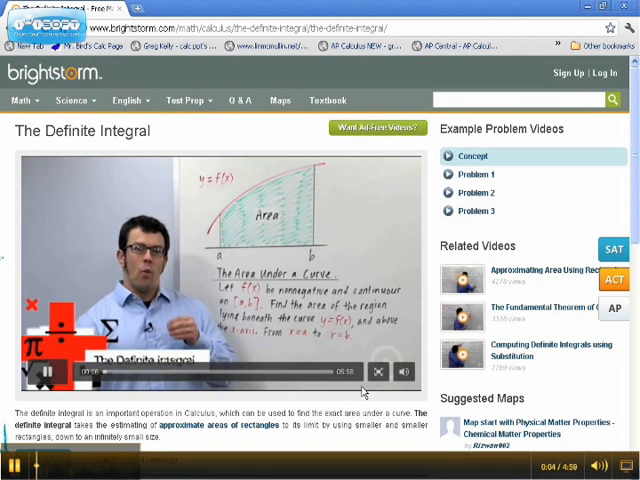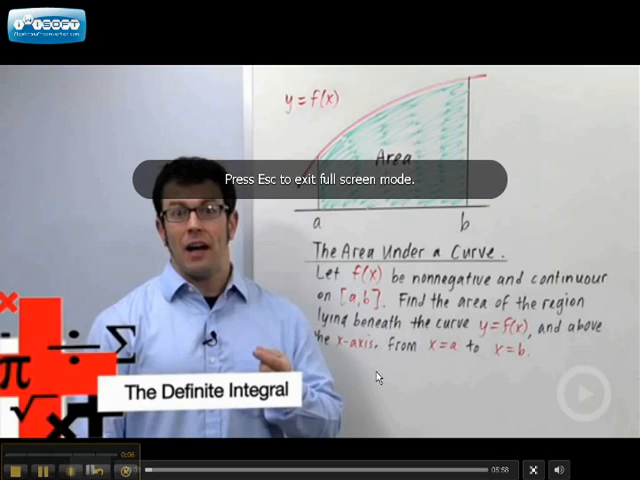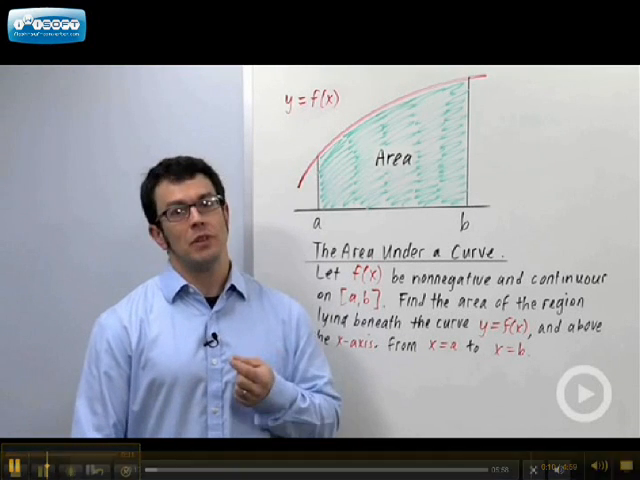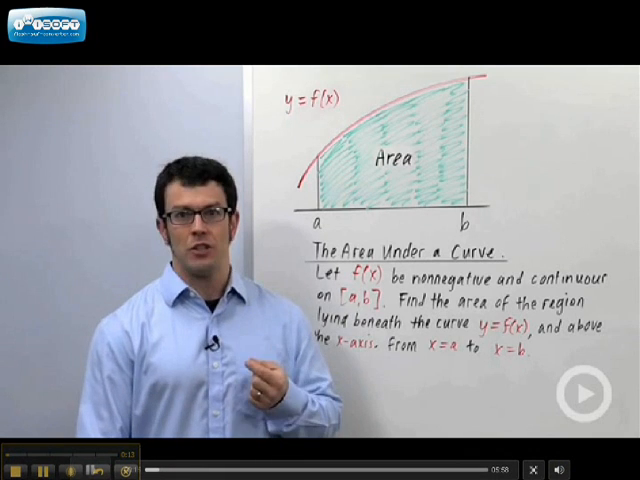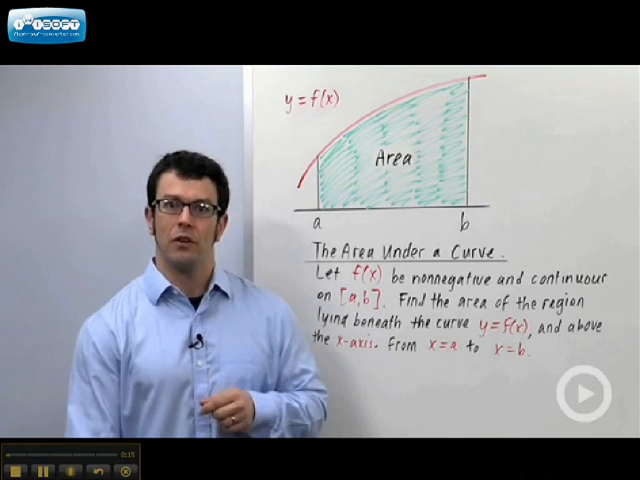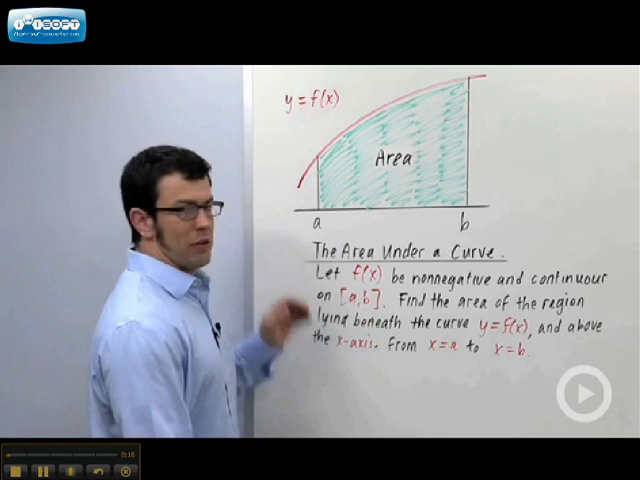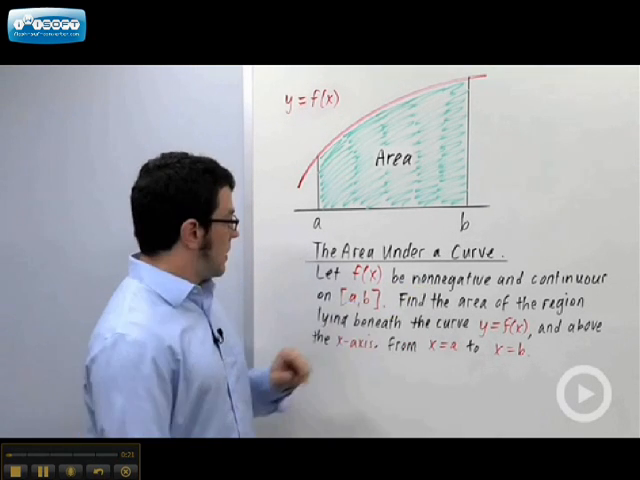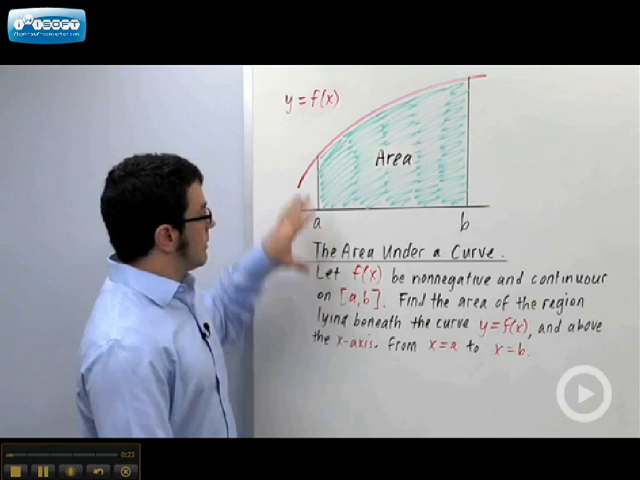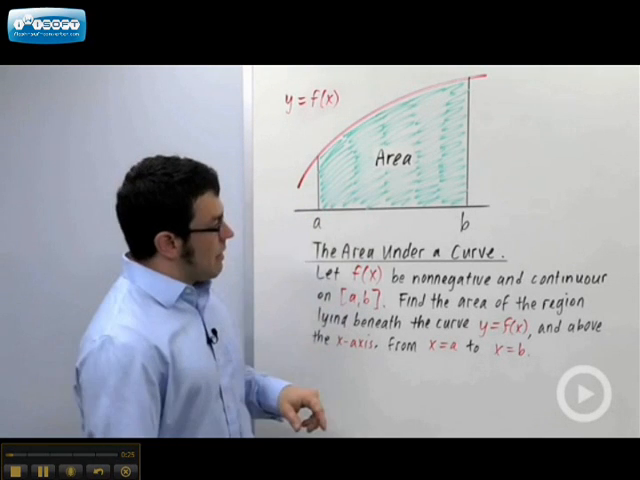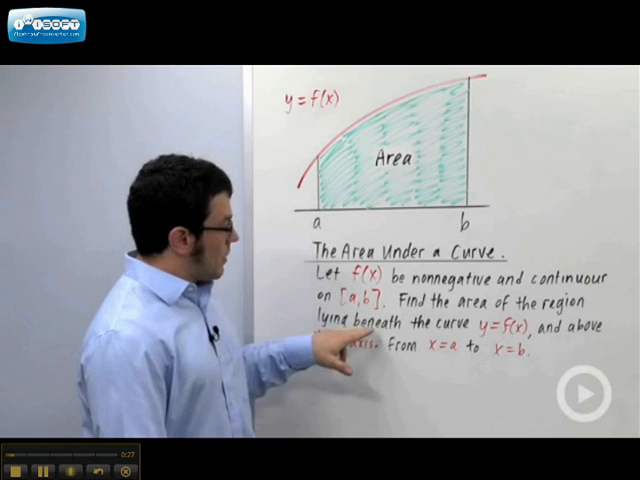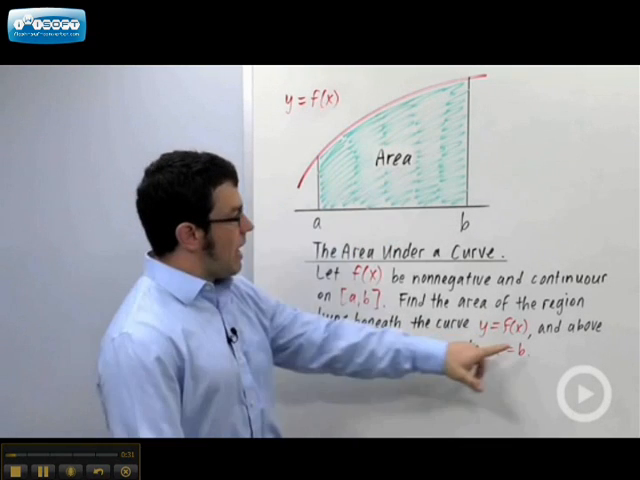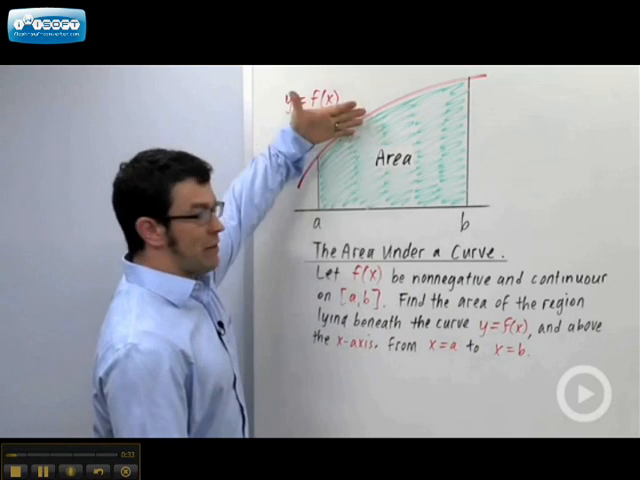I want to talk about what the definite integral is. It's a really tough concept, and maybe one of the toughest concepts in all of calculus, but it's really important. And it answers the question, how do you find the exact area under the curve? Well, let's start with the area under the curve problem. Let f of x be a non-negative and continuous function on the interval [a, b]. That's what we have drawn here. Find the area of the region lying beneath the curve y equals f of x, so below this red curve, and above the x-axis, so above here.